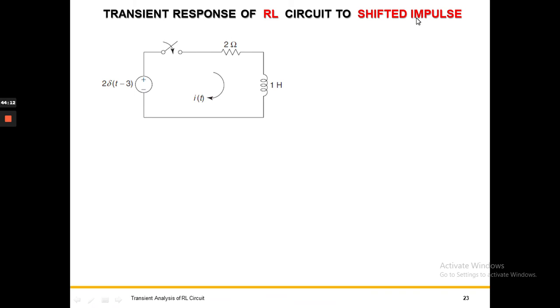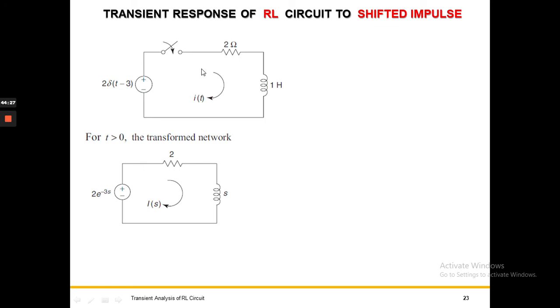Then a shifted impulse: instead of starting at time t equal to 0, the impulse is at time t equal to 3. The principles are the same. You make it a frequency domain circuit. The Laplace transform of a shifted function is F of s into e raised to minus as. The Laplace transform of an impulse is unity, so the transform of the shifted impulse will be e raised to minus 3s.